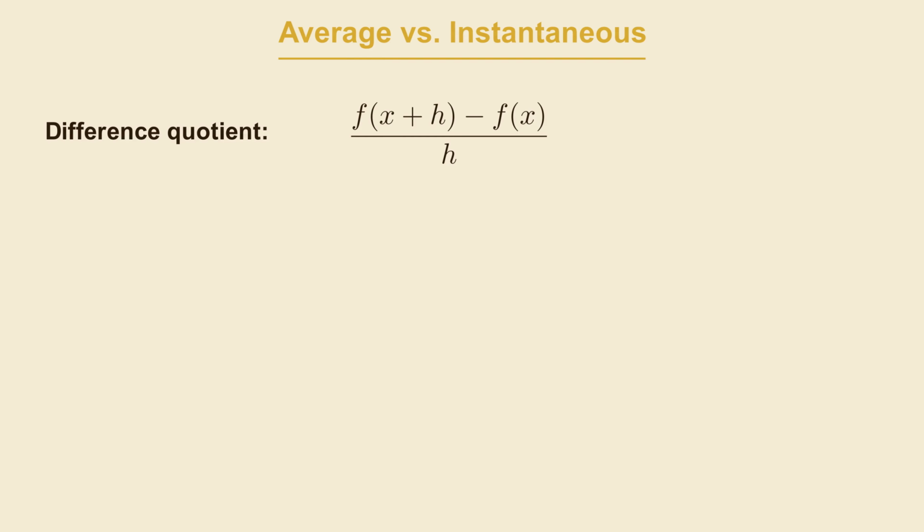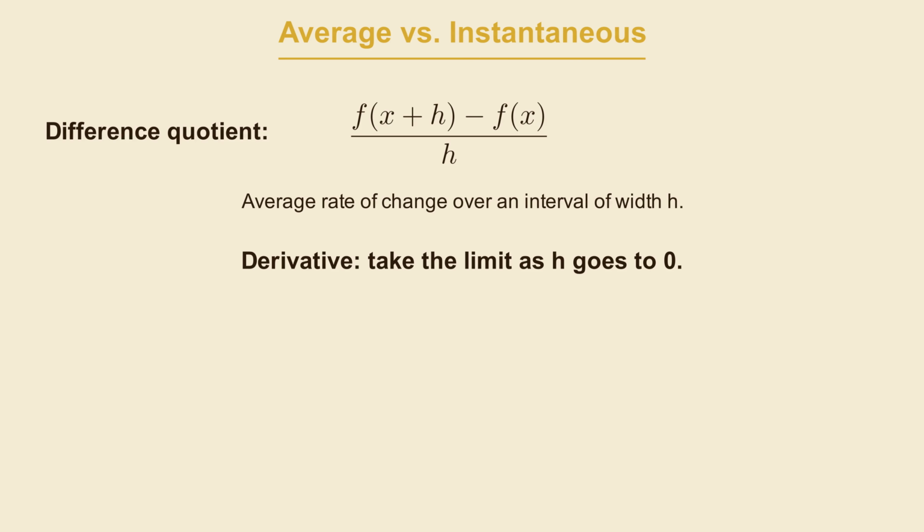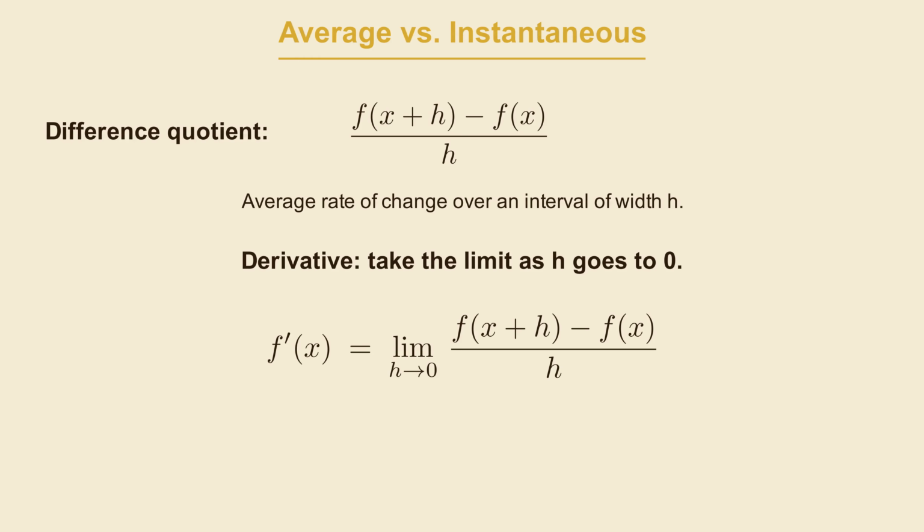The thing we've been computing each time is called the difference quotient. It's the change in the function divided by the change in the input. If we call the function f and the input x, and the width of our step h, then the difference quotient is f of x plus h minus f of x, all divided by h. That ratio gives you the average rate of change over an interval of width h. The derivative is what the ratio converges to as h goes to 0. We write that as the limit as h approaches 0 of f of x plus h minus f of x, divided by h.